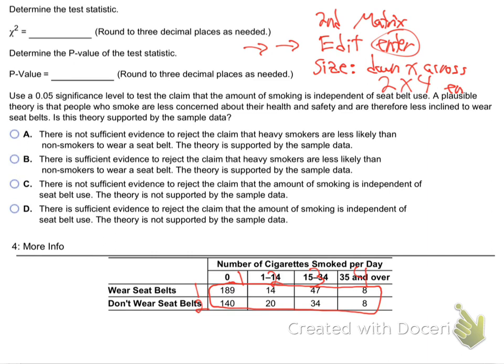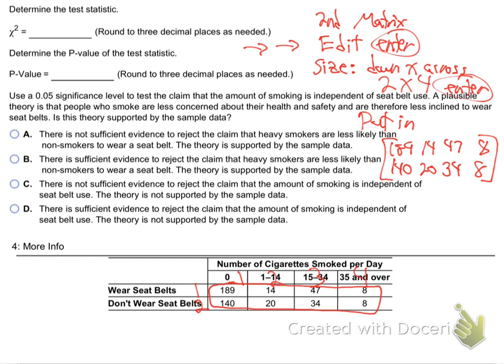So hit enter, put those in and hit enter, and then put in the matrix the 189, 14, 47, 8, 140, 20, 34, 8. Hit enter with each entry. When you're all done, hit second quit on your calculator. Actually, every time you hit enter, it saves that entry, so they're all saved. Hit second quit. Come on out of there.